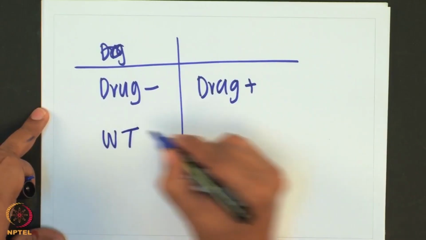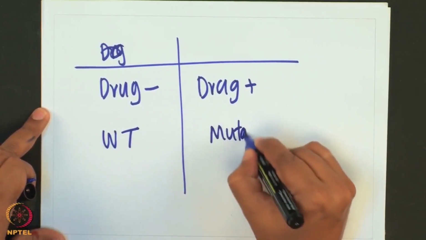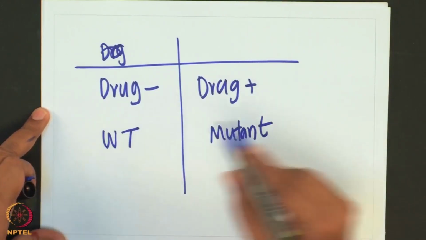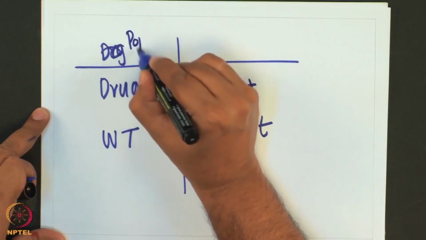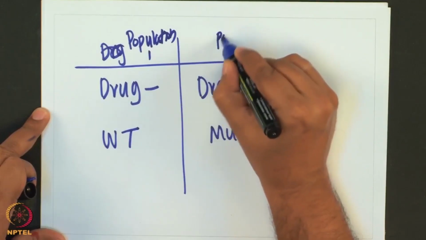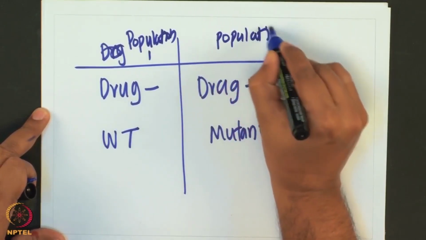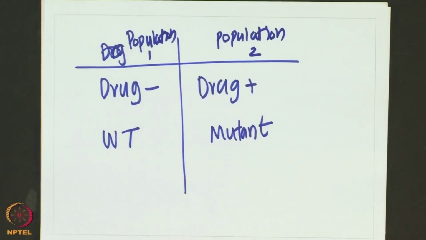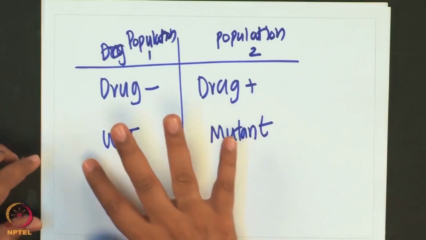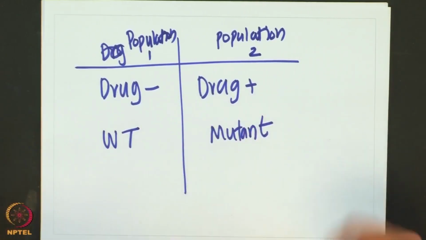you could have wild type or a mutant. So, there will always be two populations. Let us call this population 1 and population 2. So, you have two populations, they are surviving or growing under slightly different conditions. If you measure any quantity, let it be gene expression, let it be the size, let it be anything that we quantitatively measure, is there a difference between this and this?